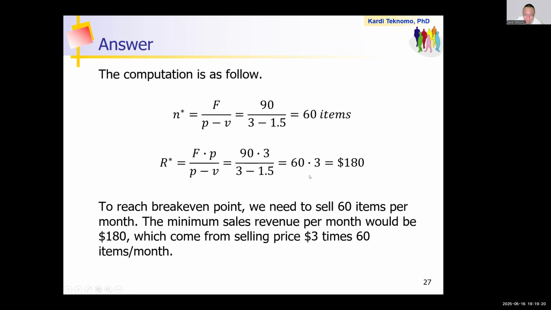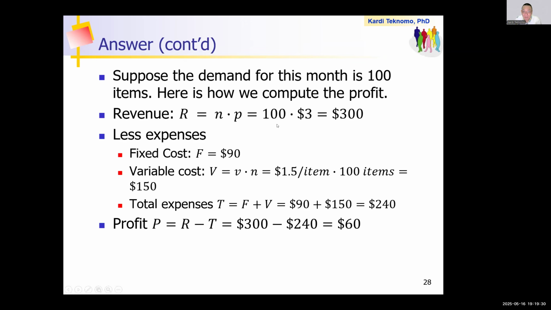So the minimum sales should be 180 minimum. Now if your demand is 100 items, of course, now the revenue is 300, above 180, right? So in that case, you get profit, isn't it? But be careful when you calculate the profit. The fixed cost is still the same, right? Because fixed cost does not depend on the volume, not depend on the sales.